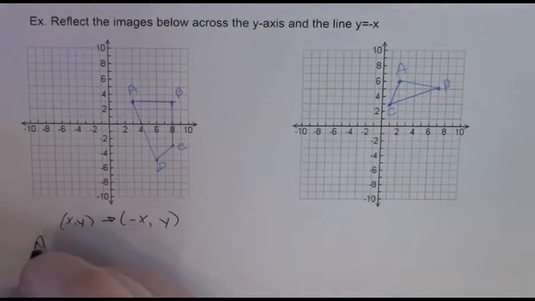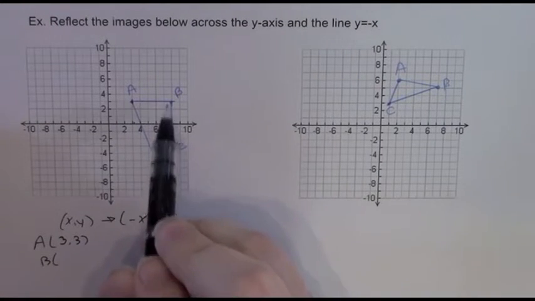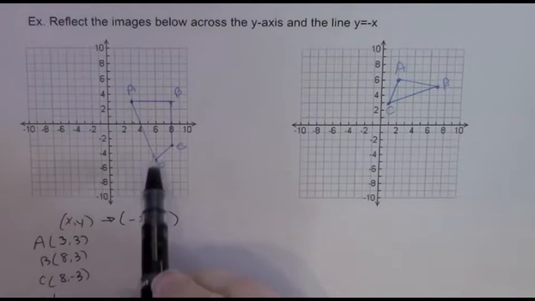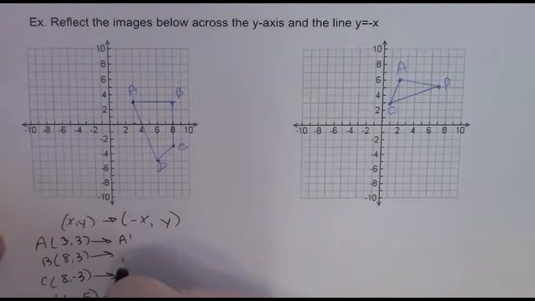Point A is the point (3, 3). Point B is the point (8, 3). Point C is the point (8, negative 3). And point D is (6, negative 5). And we're going to apply the rule to each of them. A is going to turn into A prime, B turns into B prime, C turns into C prime, and D turns into D prime.